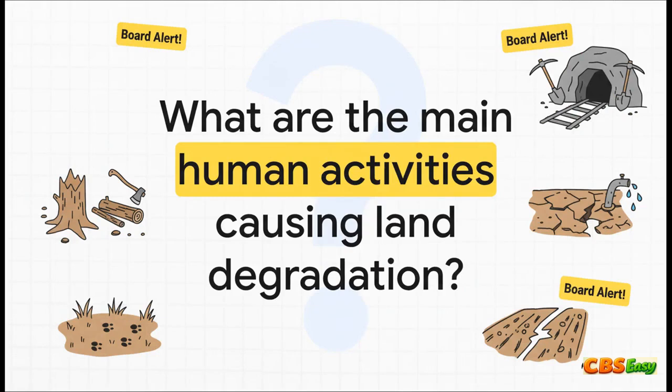All right, pop quiz time. What are the main human activities causing land degradation? Hit pause if you need to and think about it. You should be able to list things like deforestation, overgrazing, mining, and over-irrigation. And for bonus points, you'd throw in an example for each from that last slide.